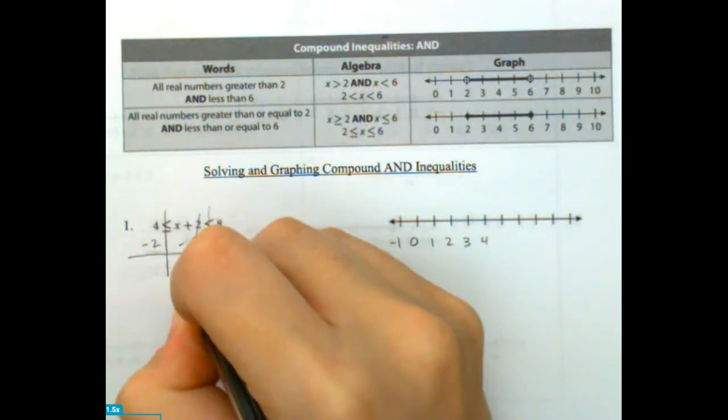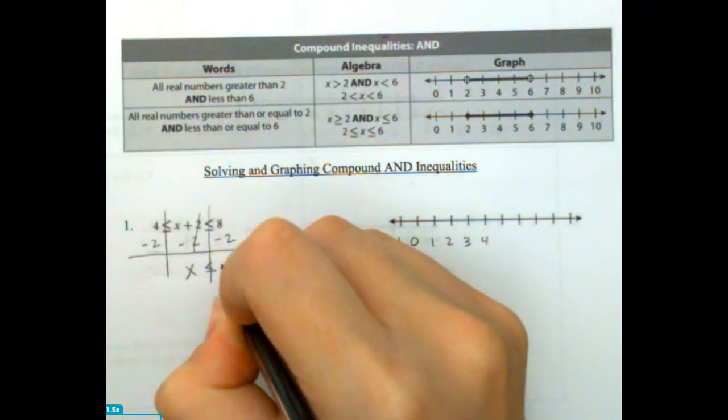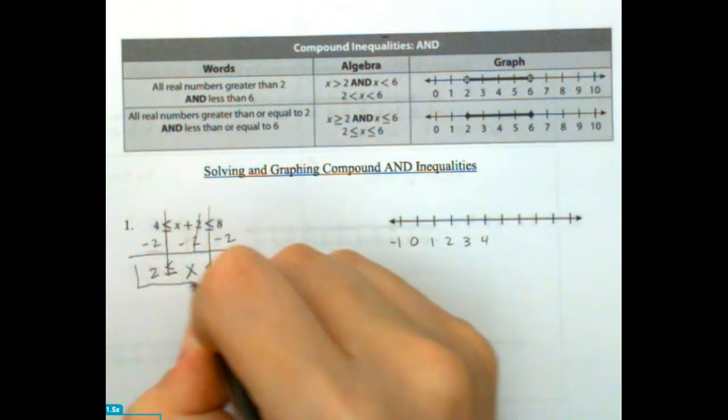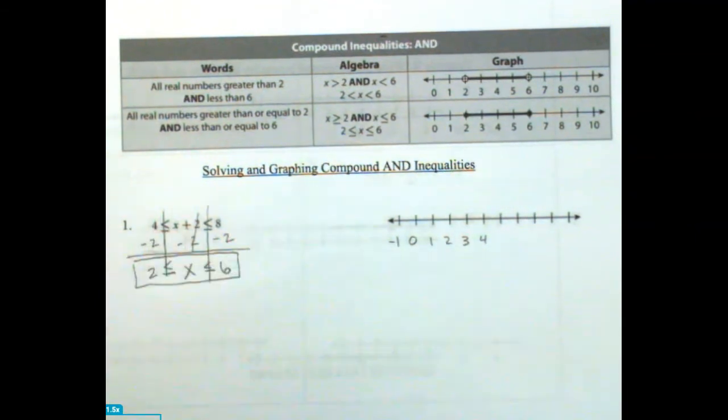Okay, so now that's going to give me x is less than or equal to 6 and x is greater than or equal to 2. There we go. Okay, my bad, guys. See, it's easy to make mistakes even on these beginning problems.